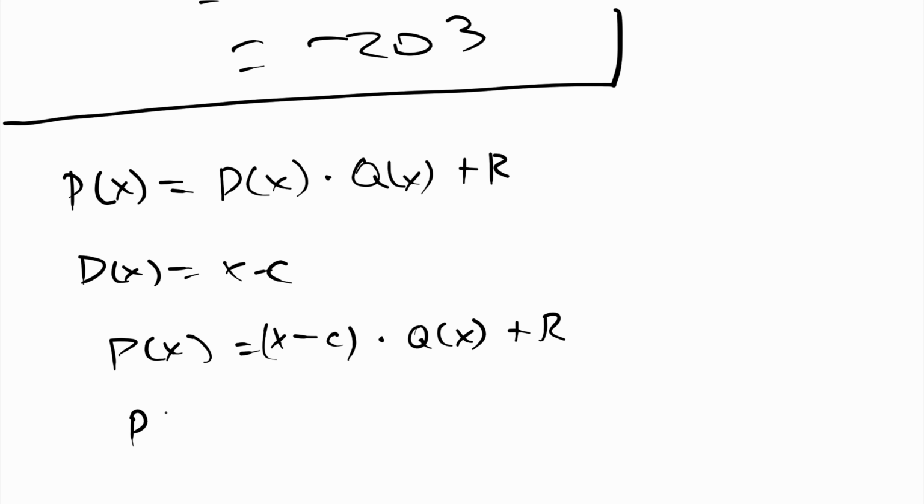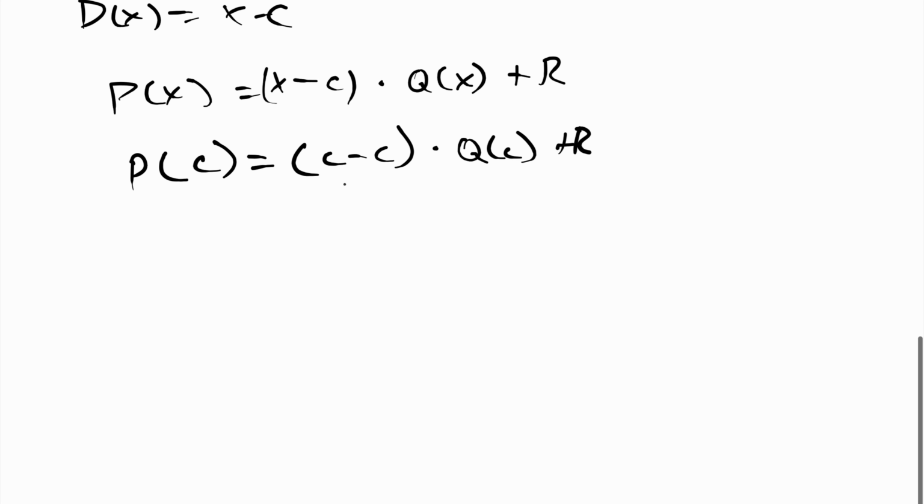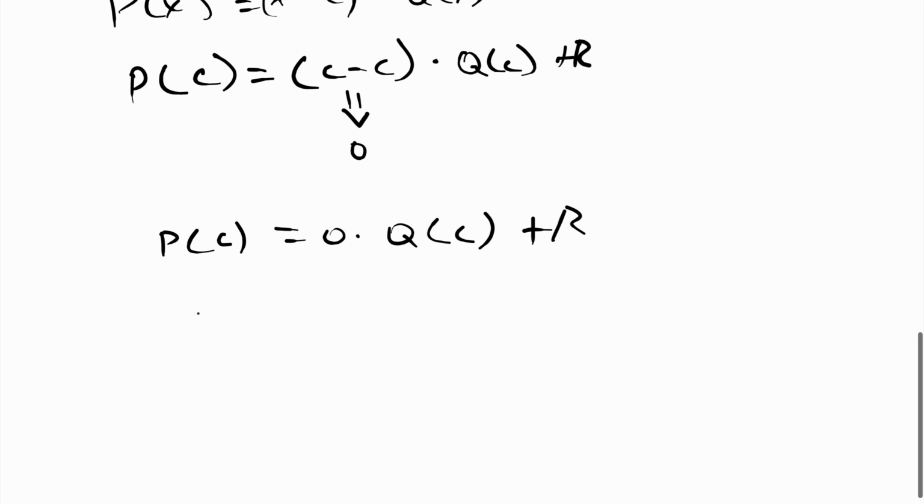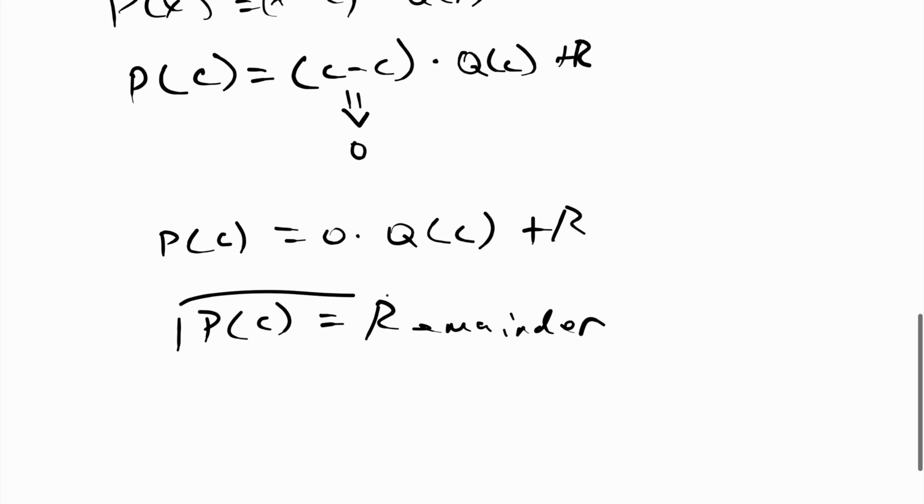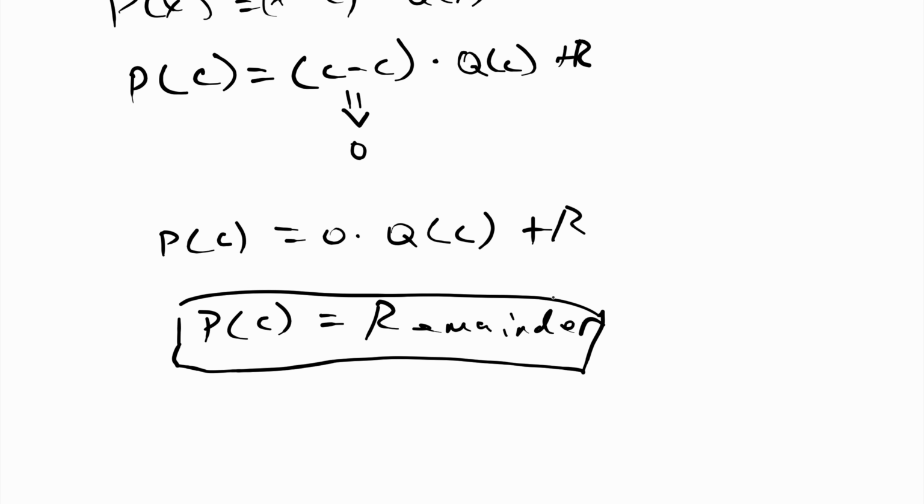And if we substitute X with C, we would get C minus C multiplied by Q of C plus R. And we know that C minus C is 0, okay? So P of C is left with 0 multiplied by Q of C plus R. And anything multiplied by 0 is 0. So P of C is R, which is the remainder. This was a quick proof of the remainder theorem right over here. Okay, so now let's discuss the factor theorem.